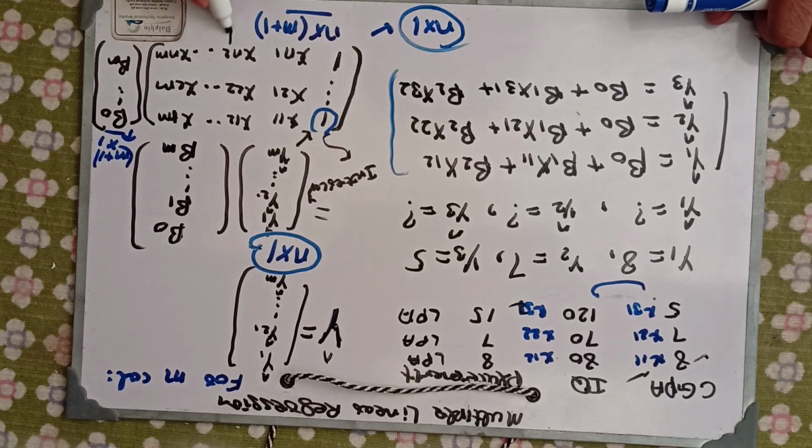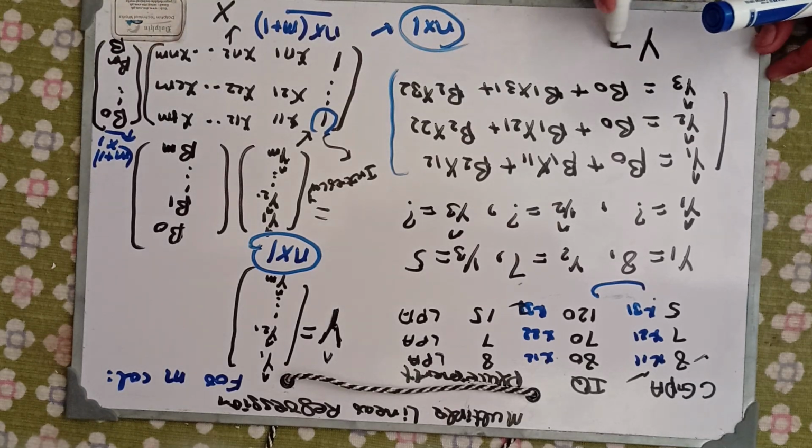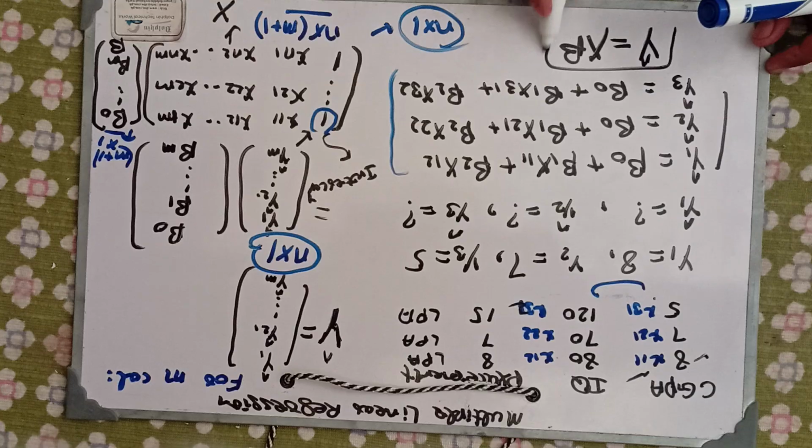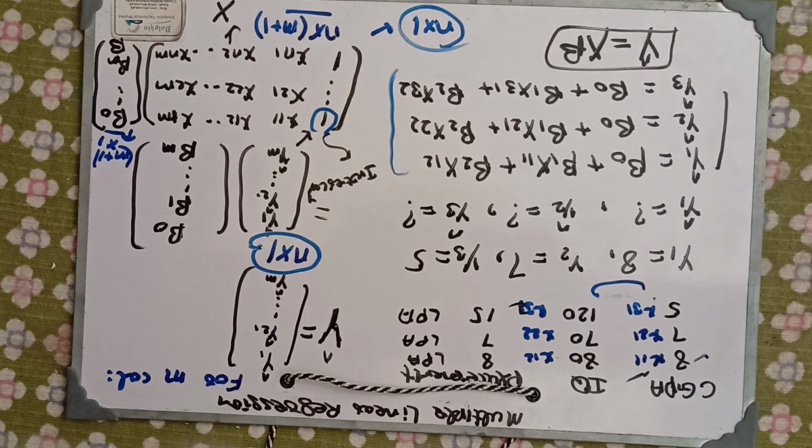So we can replace this with capital X, and we can replace this with beta. So the final equation will be y hat equals X beta, right? So now let's prove it, and let's find some kind of conclusions accordingly.